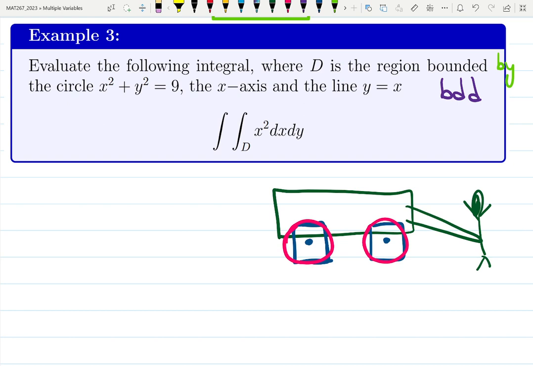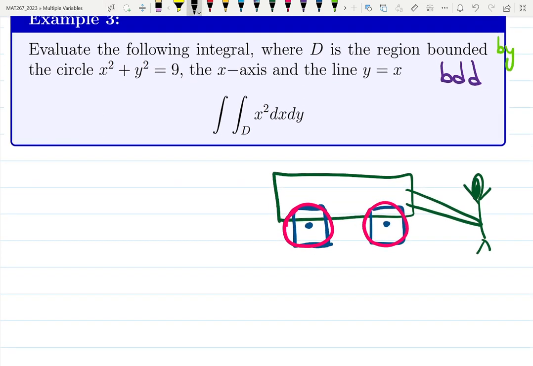X squared plus y squared. That's a circle. That's polar. Does it make sense? That's kind of a very interesting example. I just realized. Okay, let's do all the steps again.